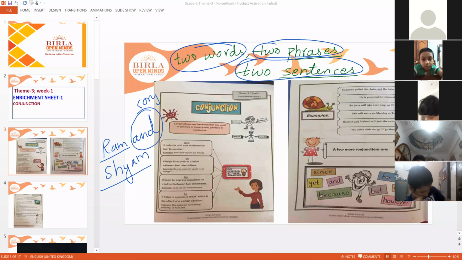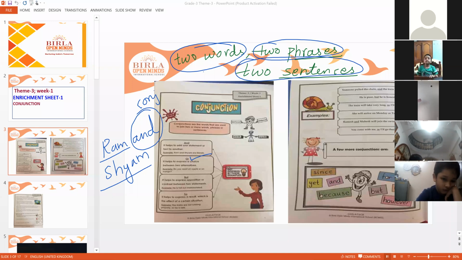"Or". It helps to express a choice. "Or" is used to express a choice. Whenever you are going to give some choice to someone, for example, please give me a red pencil or a green pencil. You are giving a choice to them, red or green. Mama, please give me an apple or a banana. Here also you have a choice. You can eat an apple or you can eat a banana. So whenever you are going to give a choice to someone, you have to use "or".